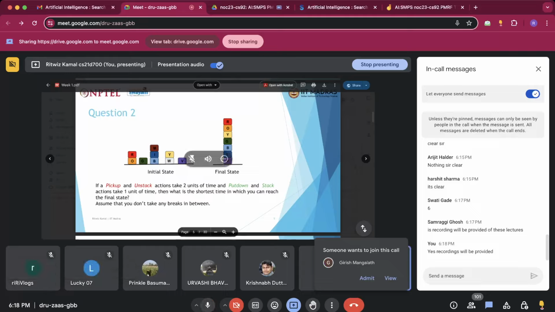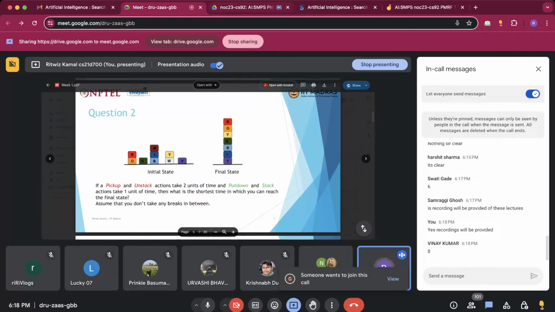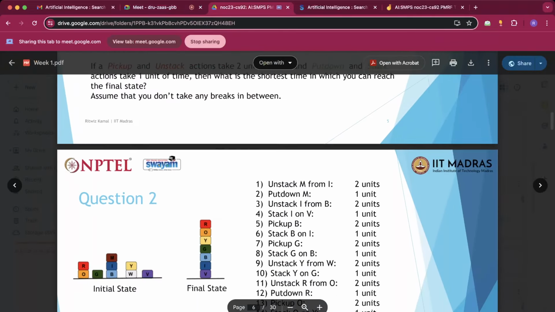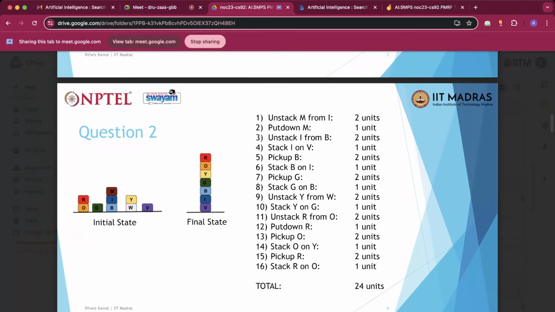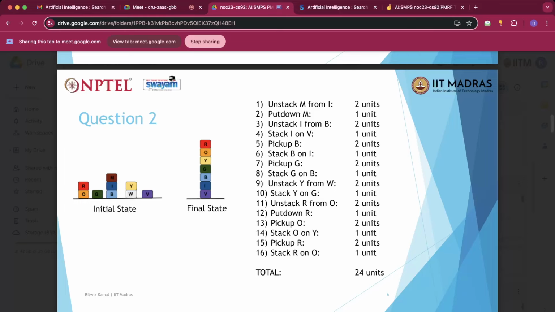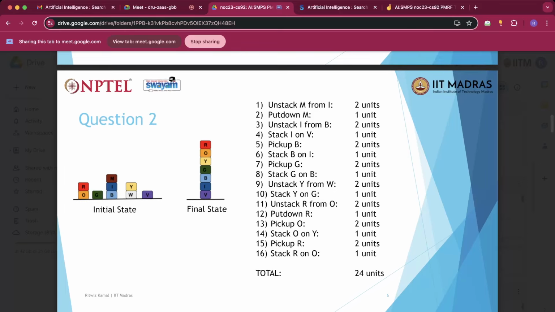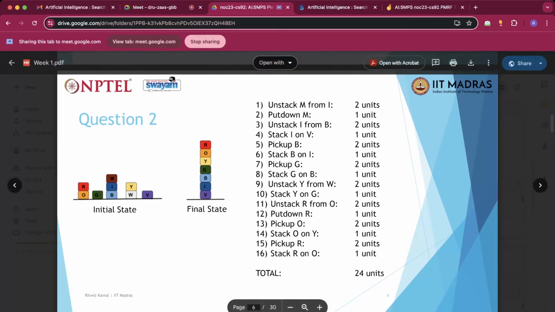Okay then, so let's have a look at the solution. We have a different number of answers in the chat box. Let's have a look at what the correct solution should be. So this is the final solution that we have to adopt. Okay, so this is the initial state that we were in.